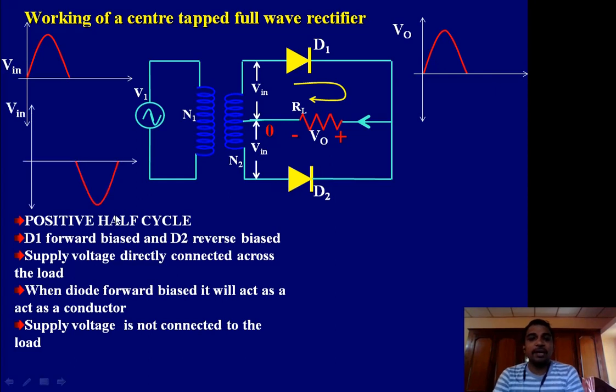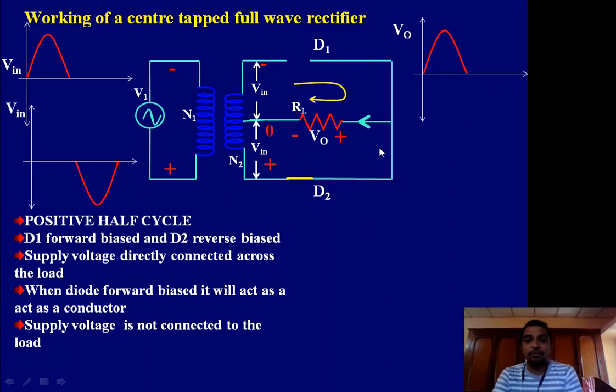Next, during the negative half cycle, what happens? Diode D1 acts as an open circuit. D2 will be a short circuit, forward biased. This is positive and negative, just reversed from the earlier case. Positive is applied here, negative is applied here, so as usual diode D2 will be forward biased. Negative is applied to the anode of D1, so it is reverse biased. So D1 is an open circuit, D2 is a short circuit, and now D2 will conduct.